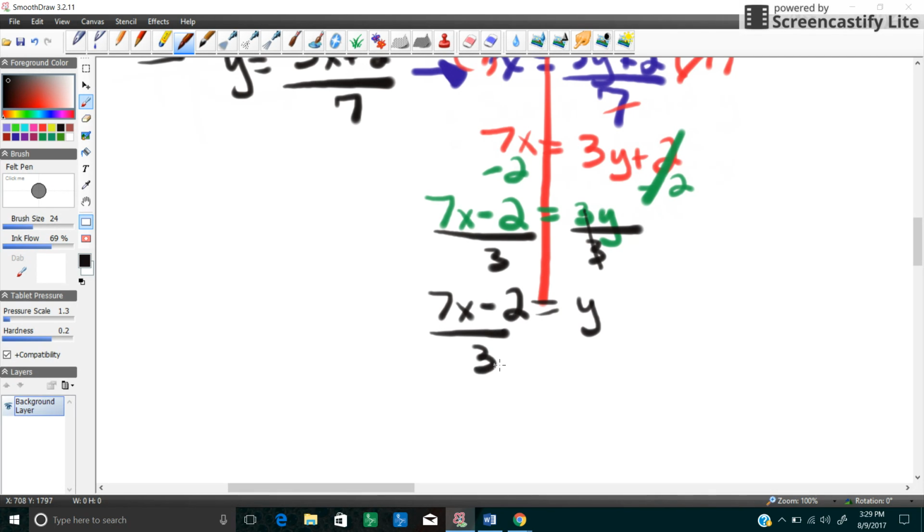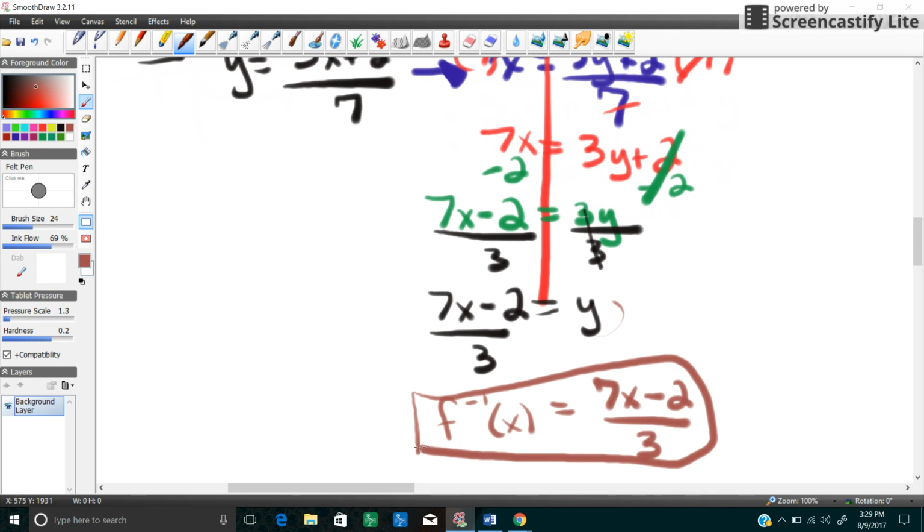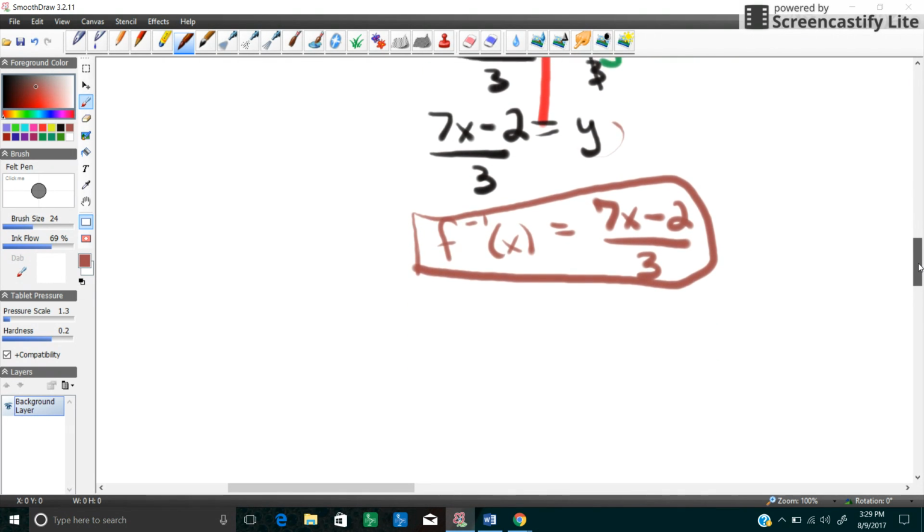On some of the quizzes and tests that we might have, this might just be your final answer, but we want it exactly correct. We change this term right here into our inverse. So f inverse of x is equal to all of this, 7x minus 2 over 3. And this is our answer. Okay, go ahead and do another example.